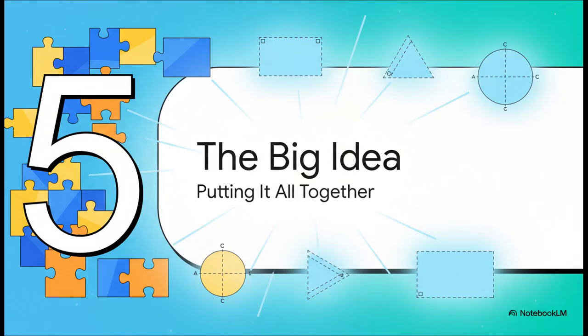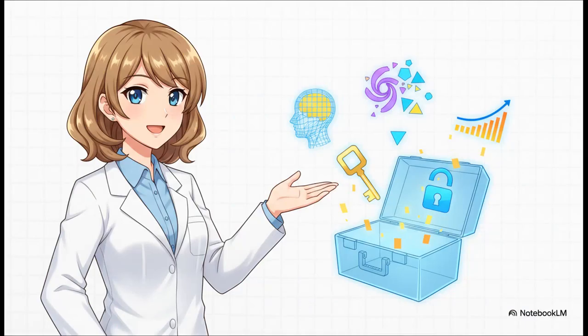So let's tie all of this together. What's the one big idea that you should walk away with from all of this? Think of this as your new mental toolkit. First, remember that area is just counting squares. Second, learn to see every complex shape as a puzzle you can break down and rearrange. Third, always use what you already know, the simple rectangle, to figure out what you don't.